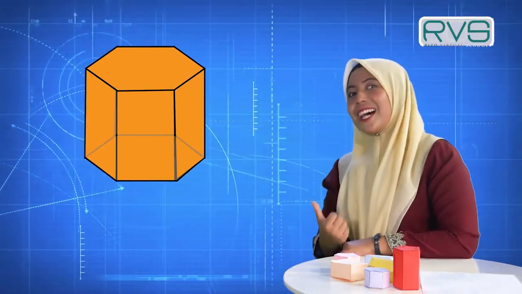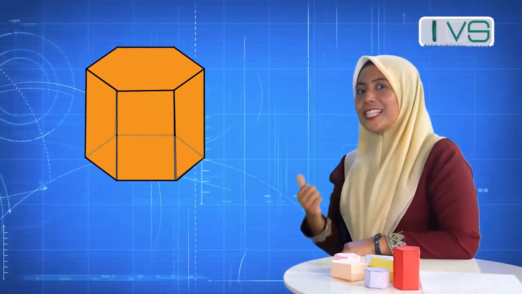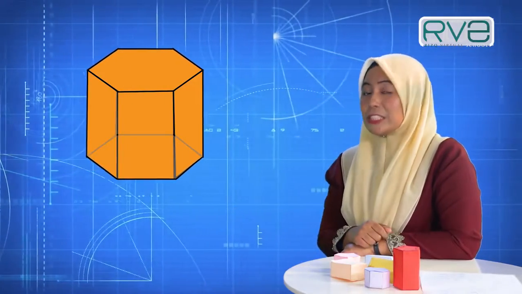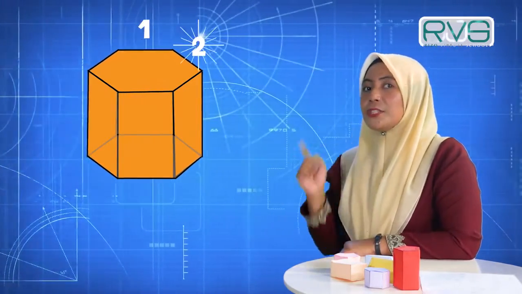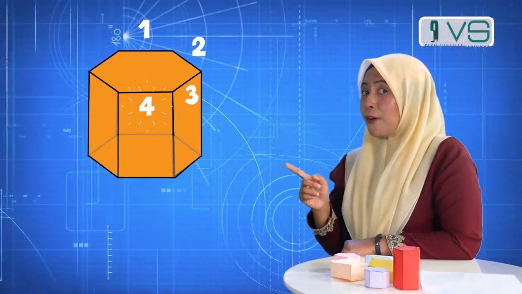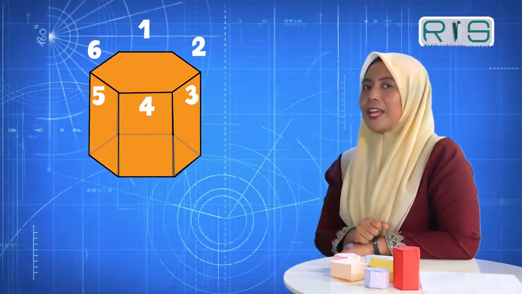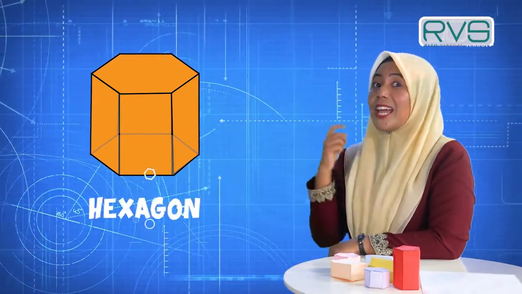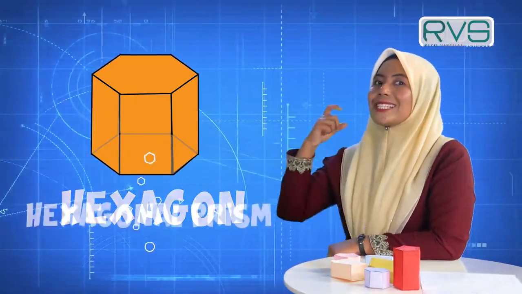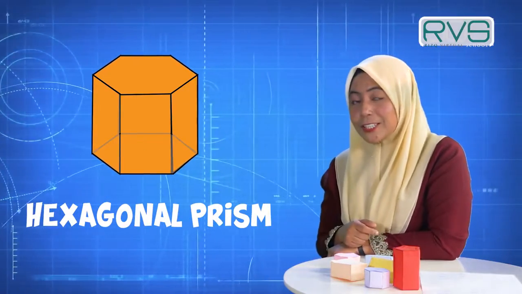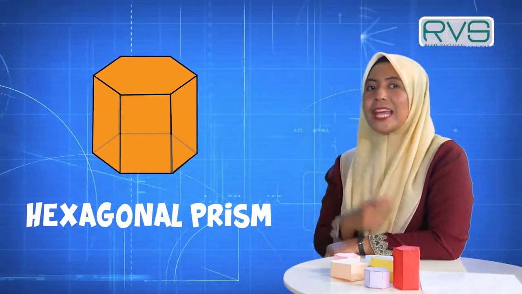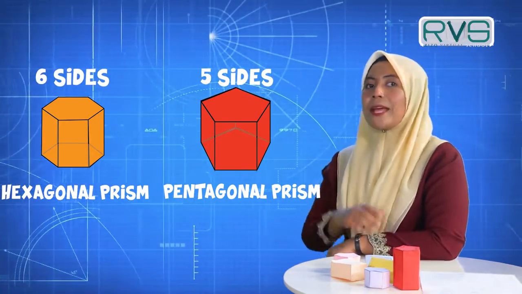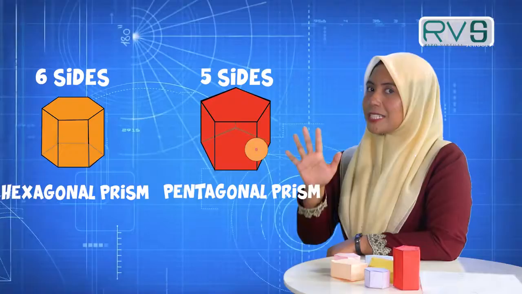Now we go to the last prism. You see that it is also one of the polygons, but how many sides? Let me count: 1, 2, 3, 4, 5, 6. Alright, okay. Because the 2D shape is a hexagon, we call it a hexagonal prism. Okay? Remember, hexagonal prism because it has 6 sides, pentagonal prism because it has 5 sides.